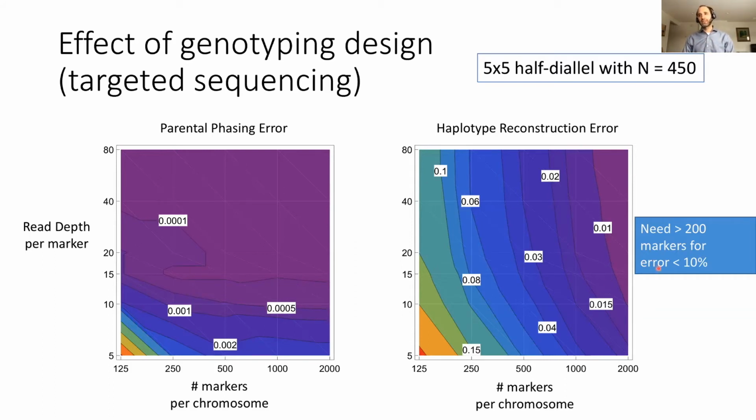So the bottom line is that if you're thinking about designing these assays, I would recommend having at least 200 markers per chromosome. You compromise a bit maybe on your read depth, and that's going to give you a better trade-off if you want to have an error that's less than 10%.